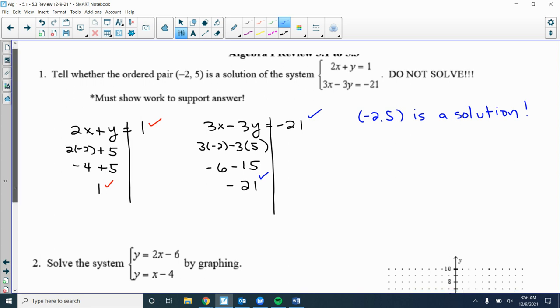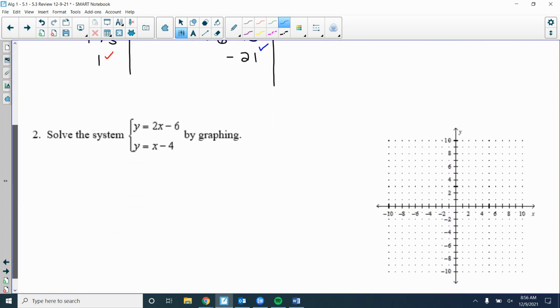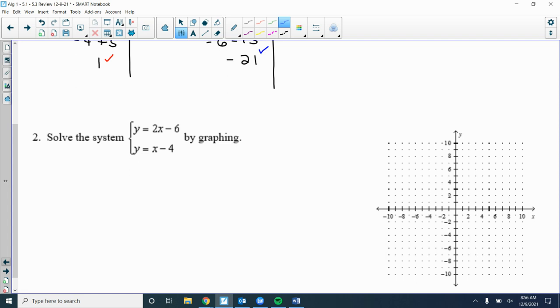You will have one question. This is not a Desmos question. I got to see you actually graph it. Okay. So you're going to have to graph it on there. And what are we looking for? Where the two lines do what? Meet. Where two lines meet.